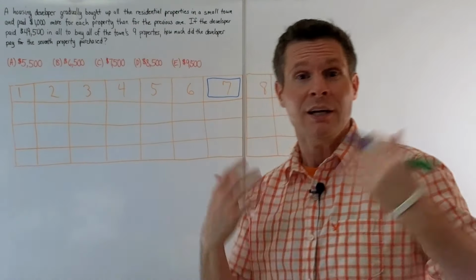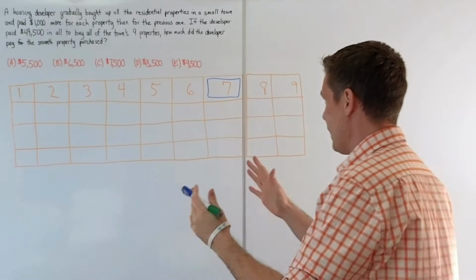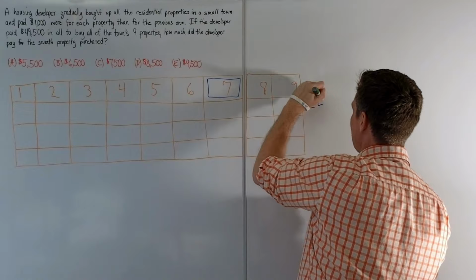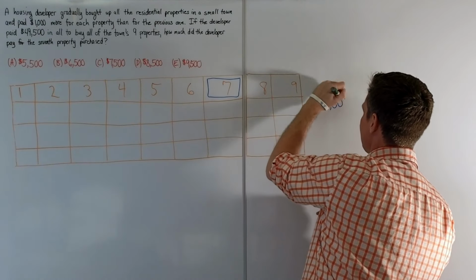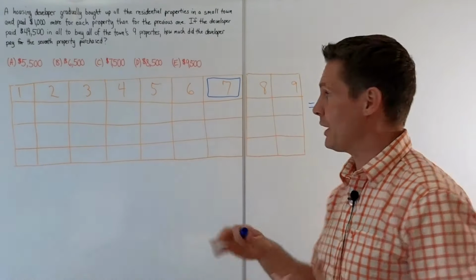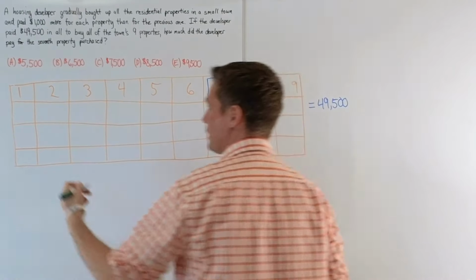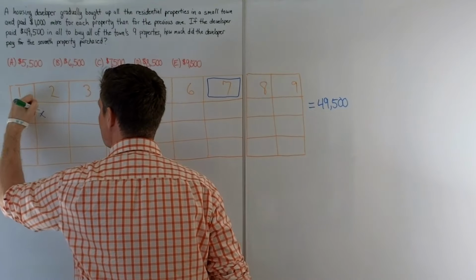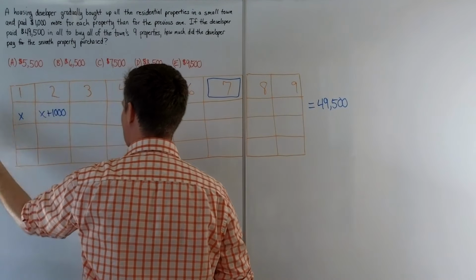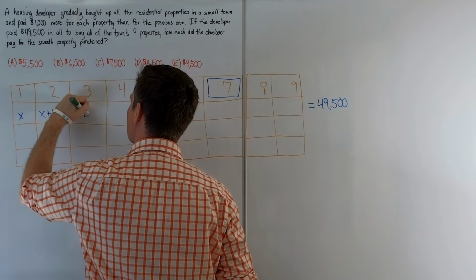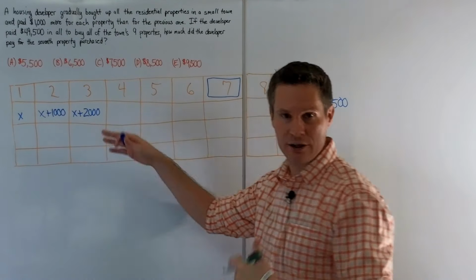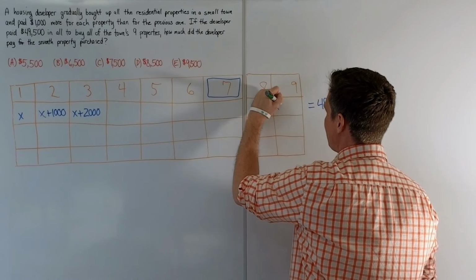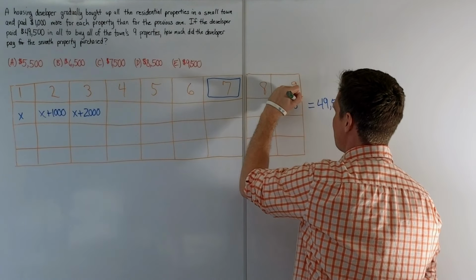So a lot of students might have an inclination to say, well, I know that all 9 of these properties are going to have a total of $49,500. So I'm just going to algebraically express everything that we've got. I'm going to start with the first property. I'm going to represent that as x. Second property is just going to be x plus 1,000. I know that all of them are 1,000 more than the prior. So third one is going to be x plus 2,000. And you can imagine we could continue filling this out until we get to the ninth property. That's going to be x plus 8,000.